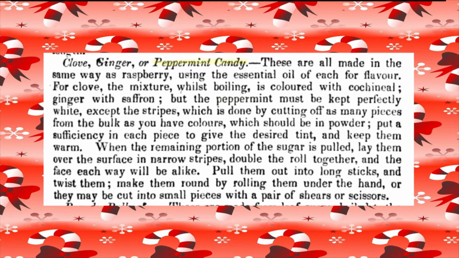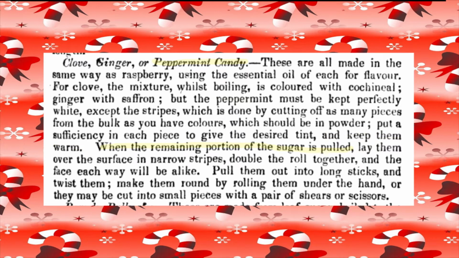For clove, the mixture, whilst boiling, is colored with cochineal, ginger with saffron, but the peppermint must be kept perfectly white, except the stripes, which is done by cutting off as many pieces from the bulk as you have colors, which should be in powder. Put a sufficiency in each piece to give the desired tint, and keep them warm.